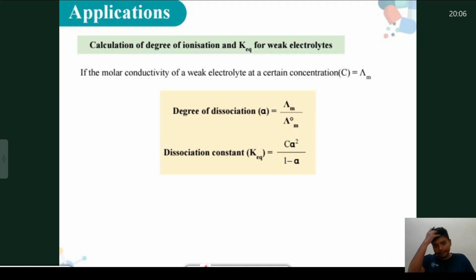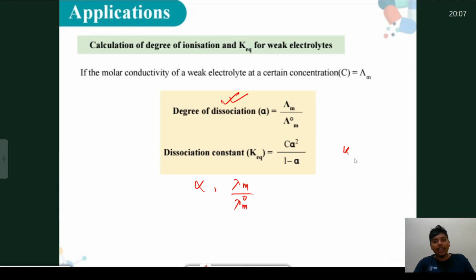Clear? Understood? Now, this lambda m value, we can calculate degree of dissociation, like how the weak electrolyte or strong electrolyte will dissociate properly. In ionic equilibrium, you learn degree of dissociation, alpha value. Alpha is equal to lambda m divided by lambda m naught, at infinite dilution. And from that you can calculate K equilibrium.